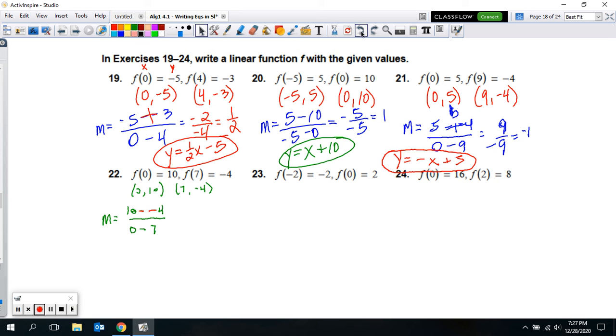Your slope is there. We have a double negative on the top. And then that's going to end up being 14 over -7. Our slope is -2. So it's going to be a -2x plus 10 for your answer. Y is equal to that.